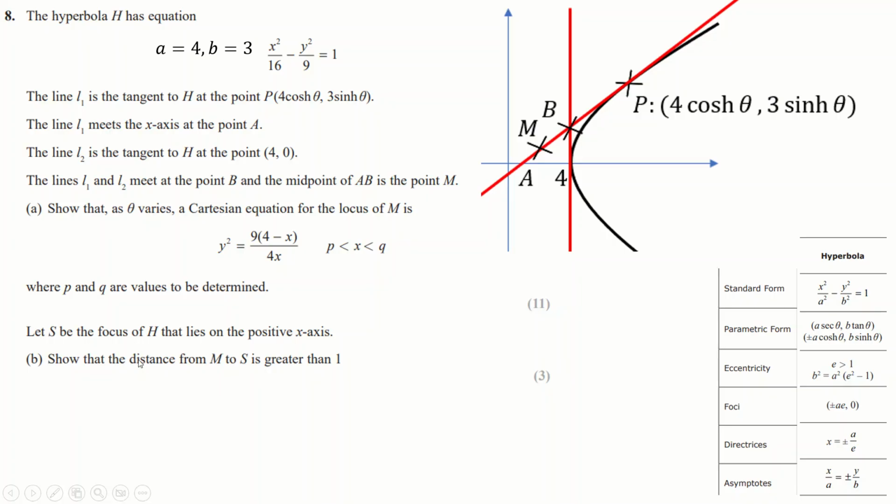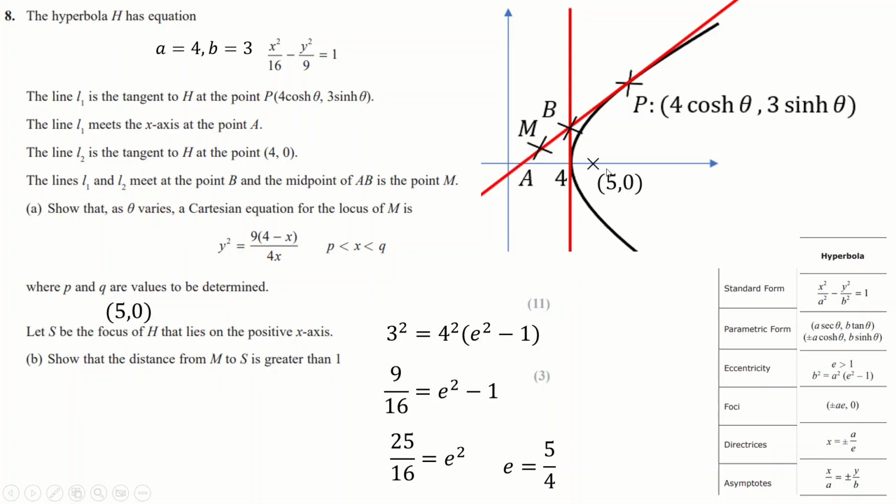The very last bit of the paper here, S is the focus of H. So okay, we again get out the cheat sheet, look at the focus. Okay, so it's AE, where E can be defined here. So B is 3, A is 4. Substitute those in to find E. We get E is 5/4. We don't care about the minus because E is greater than 1. And then when we substitute it into the foci, we don't care about this minus option here. We'll just do 4 times this, which is of course 5, and we'll get that the foci is at 5.